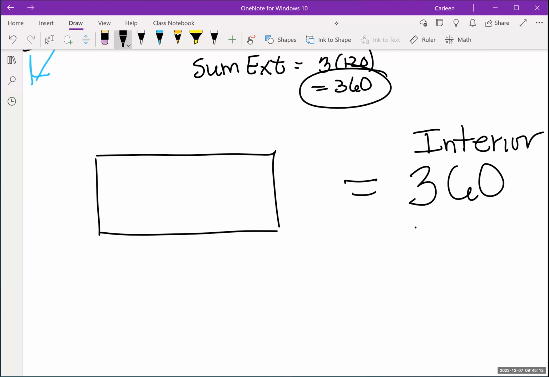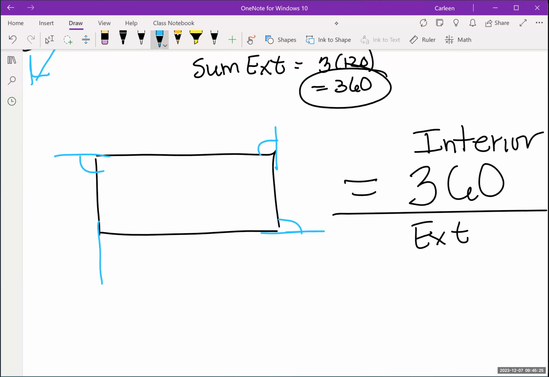Okay, so let's talk about the exterior angles. The exterior angle is supplementary to the interior angle. So look, face the right, turn to the left, turn to the left, turn to the left, turn again. Oh, you're facing the right again. Interesting.